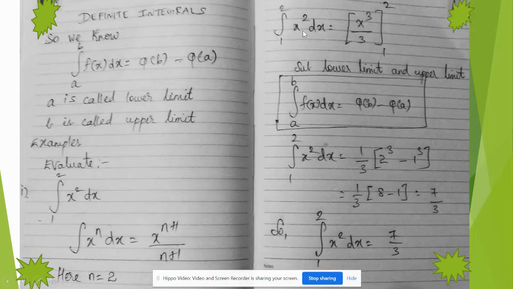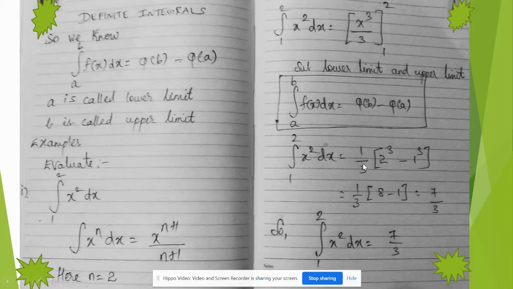On applying the limits, what happens? On applying that formula, x power n plus 1 by n plus 1, what is n here? n is 2. So we'll get x power 3 by 3 between the limits 1 to 2. So substitute the lower limit and the upper limit. So what we will get? The first, upper limit is 2. So it is 1 by 3, 2 cube minus lower limit is 1, so it is 1 cube.